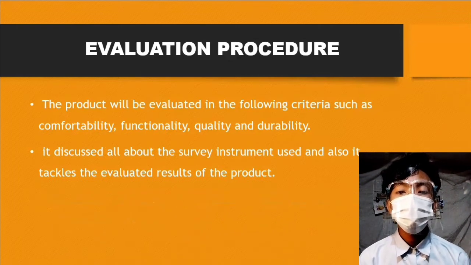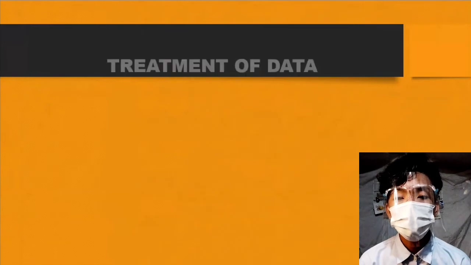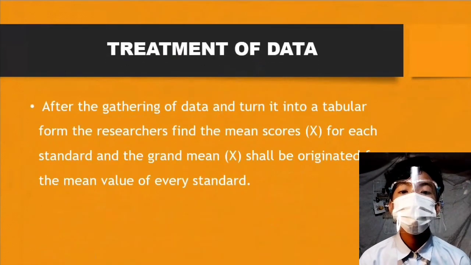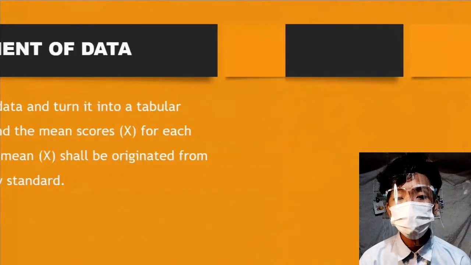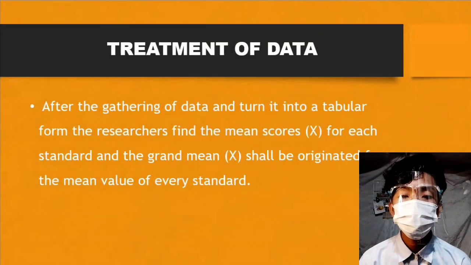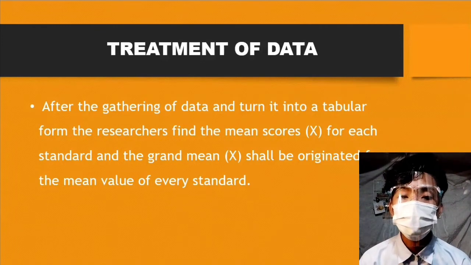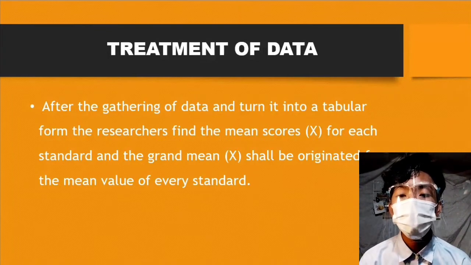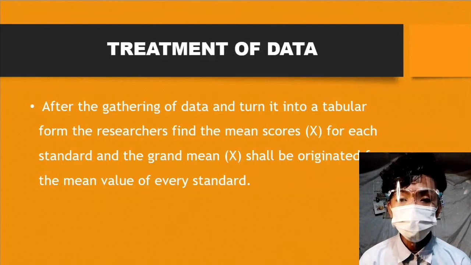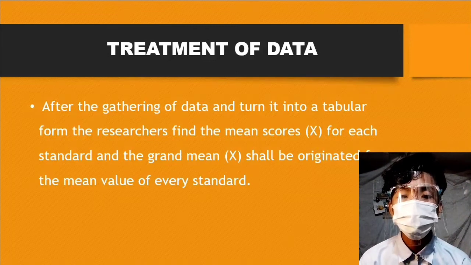Next, treatment of data. After gathering the data and turning it into tabular form, the researchers find the mean score for each standard deviation. Grand mean shall be derived from the mean value of every standard. Also, the standard deviation will be used to quantify the total variation. In this regard, numeric ratings with adjectival counterparts will also be used.